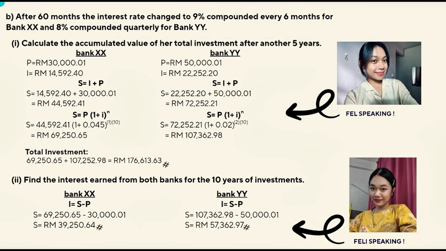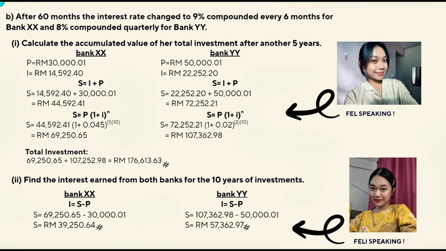Next, we want to find S, so we use this formula: S equals P(1 plus i) to the power of n. We use this formula for both banks. So fill in all the information. So S for Bank XX, we will get 69,250 ringgit and 65 cents, and for Bank YY it is 107,362.98 ringgit. We combine, so we will get 176,613.63. That's the total investment for both banks.